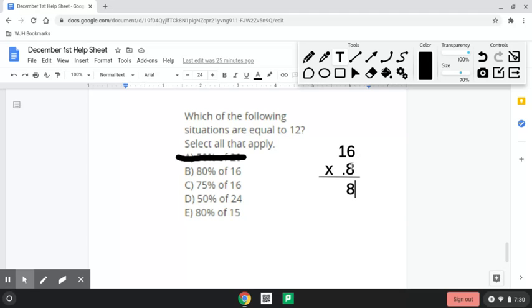So 6 times 8 is 48. Let's carry that 4. 1 times 8 is 8. So we end up with, adding 4 to 8, we get 12. So 128, but don't forget that decimal point. We have one number behind the decimal point, so we need to put one of these behind the decimal point. So 12.8, so it's almost equal to 12, but not quite.